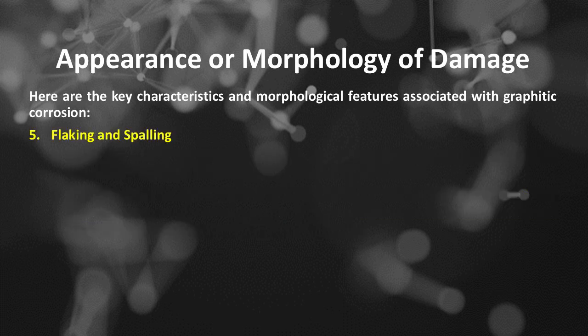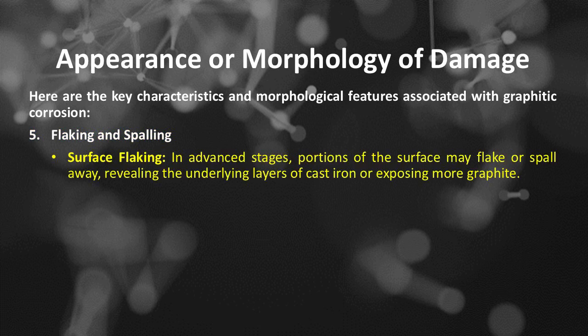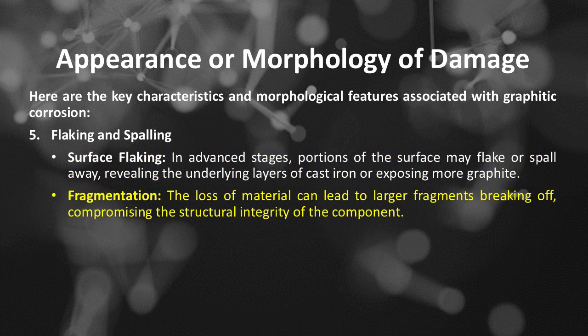Number 5 is flaking and spalling. Surface flaking. In advanced stages, portions of the surface may flake or spall away, revealing the underlying layers of cast iron or exposing more graphite. Fragmentation. The loss of material can lead to larger fragments breaking off, compromising the structural integrity of the component.